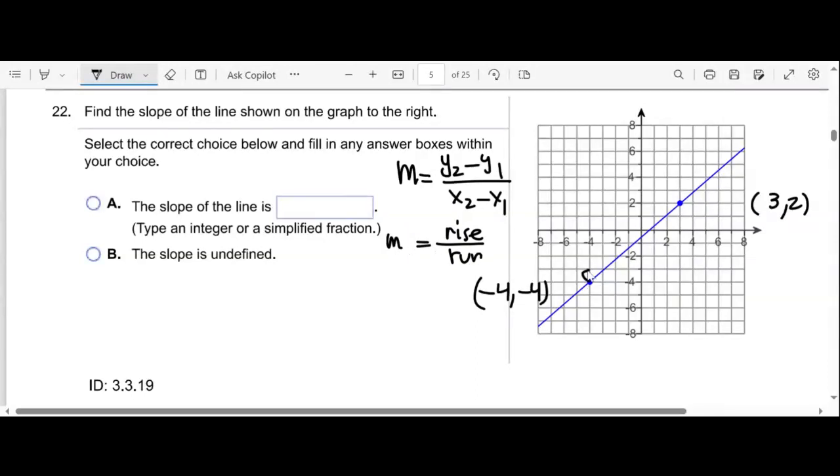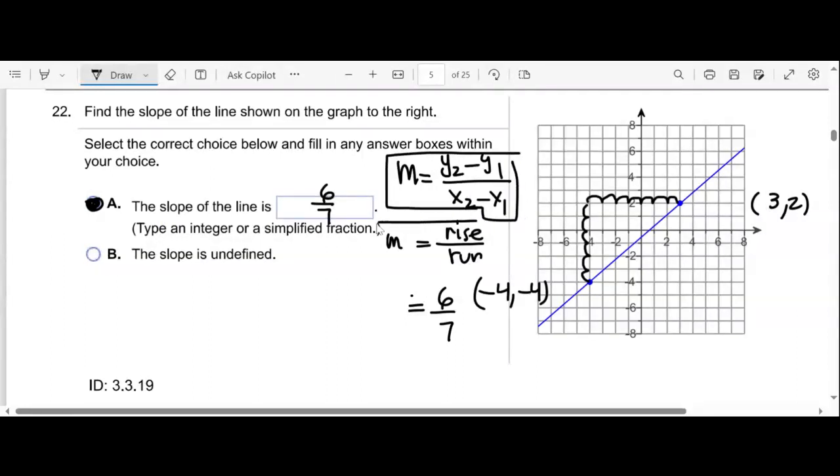Rise, going up 1, 2, 3, 4, 5, 6. So it's going to equal how much? 6 over, right, 1, 2, 3, 4, 5, 6, 7. Over 7. So that's your answer. If you did it the other way above, you would get 6 over 7 too. Yes, you can use this method or this method.